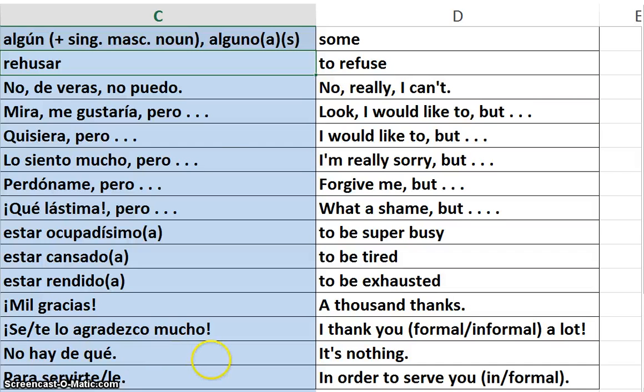It's nothing. This is another way of saying you're welcome. I strongly discourage and sometimes don't allow you to say de nada anymore for you're welcome, to practice this one, no hay de qué. And this is another response like anything to serve you. It's sort of weird because we're not that polite with each other usually in English, especially my 5th hour class to me. But anyway, in order to serve you, it's just a way of saying I'll do anything to help. And this is the informal, and this is the formal.